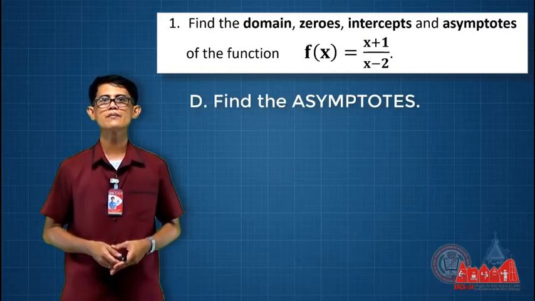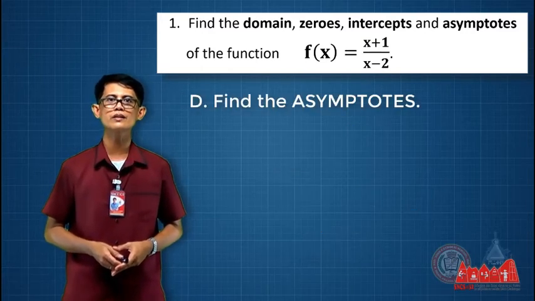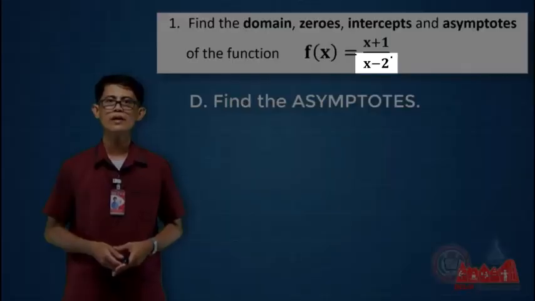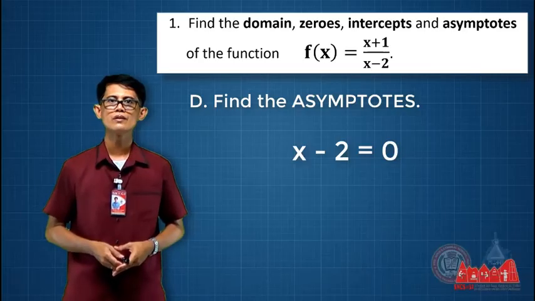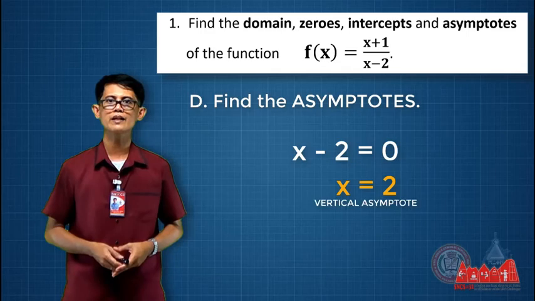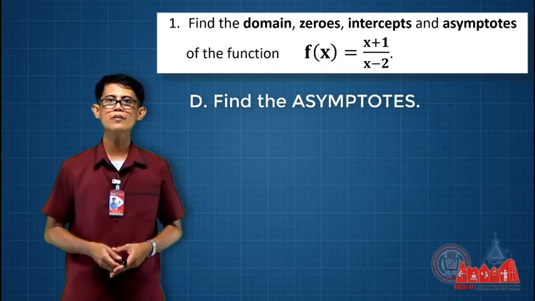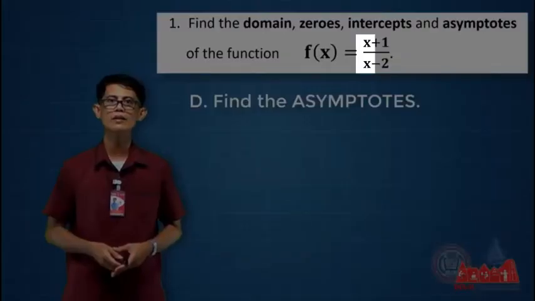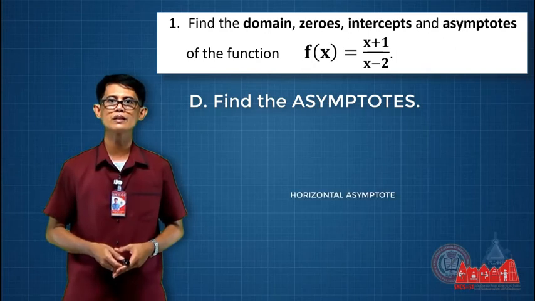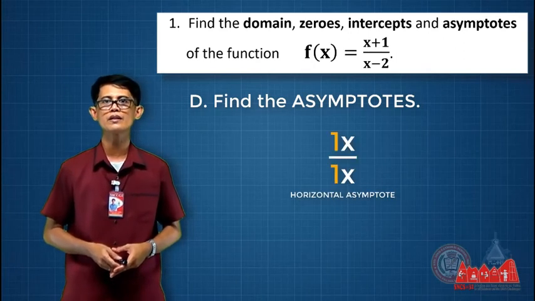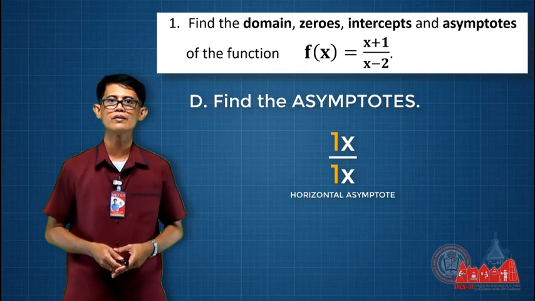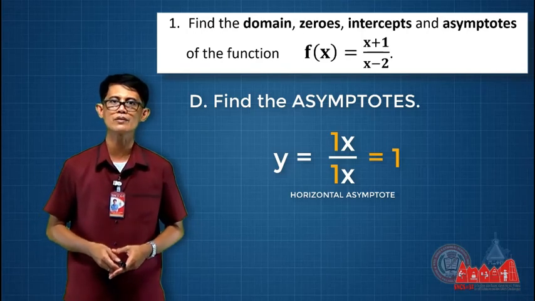D. The vertical asymptote is the value of x for which the denominator is 0. So x minus 2 equals 0, therefore x is equal to positive 2. The line x equals 2 is a vertical asymptote. Since the degree of the numerator is equal to the degree of the denominator, the horizontal asymptote is the quotient of the leading coefficients of the numerator and denominator. So y equals 1 over 1 equals 1. So the line y equals 1 is the horizontal asymptote.